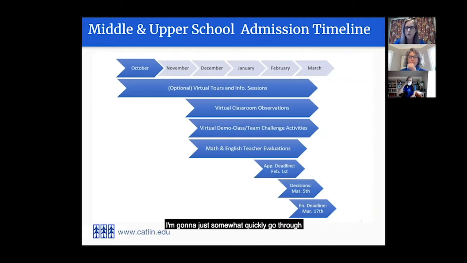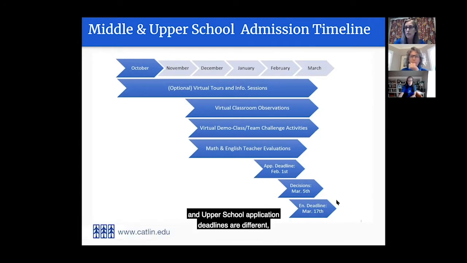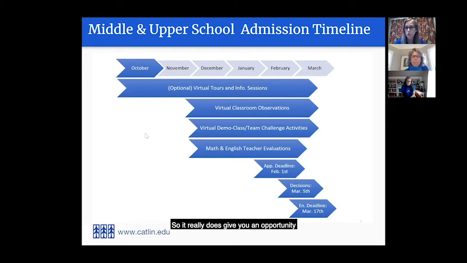I'm going to go somewhat quickly through a couple of points. Similar to Zoe, it's good to know that the middle school and upper school application deadlines are different, as is the Palma Scholars program application deadline, and I will go briefly through that as well. Just a quick overview of the admissions cycle: right now, tours are happening. They're virtual, individual tours, so it really gives you an opportunity to ask whatever questions are specific to your child, and your child is, of course, welcome to be part of those tours. Those are happening now, typically through February.